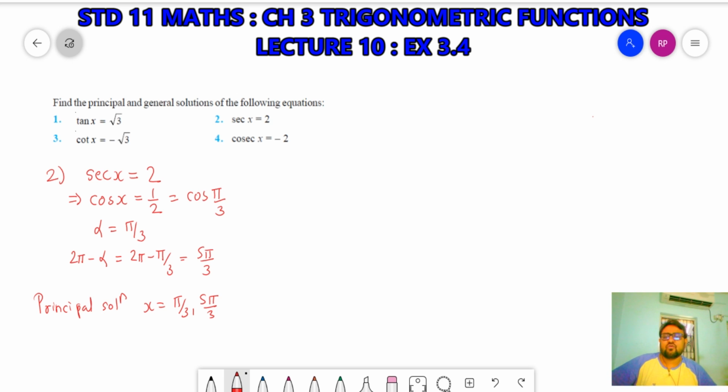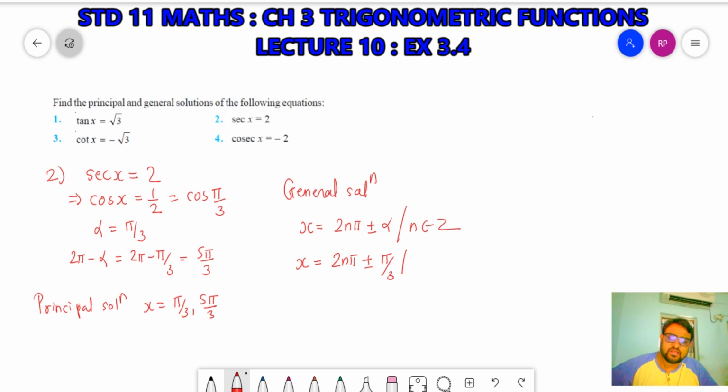Clear? Now for the general solution. The general solution for cos x is 2n pi plus or minus alpha, n belongs to Z. So here alpha is pi by 3, so 2n pi plus or minus pi by 3, such that n belongs to Z. So this was the second one. Note it down.